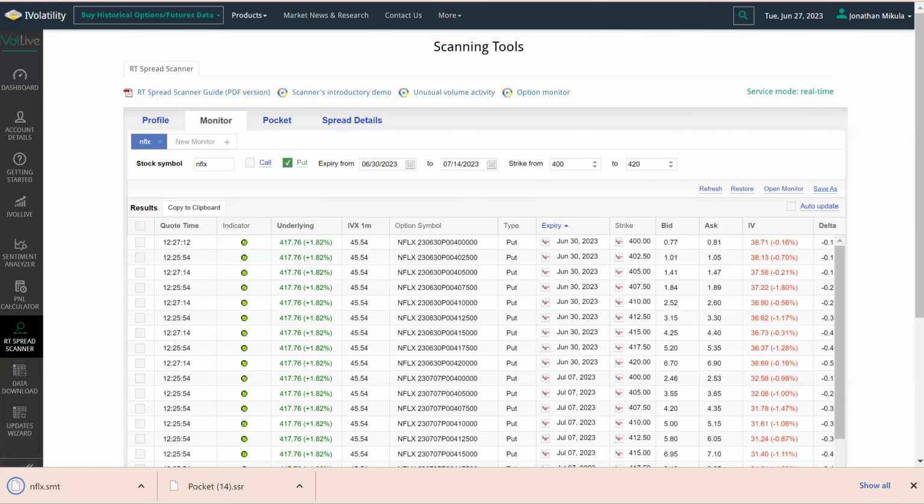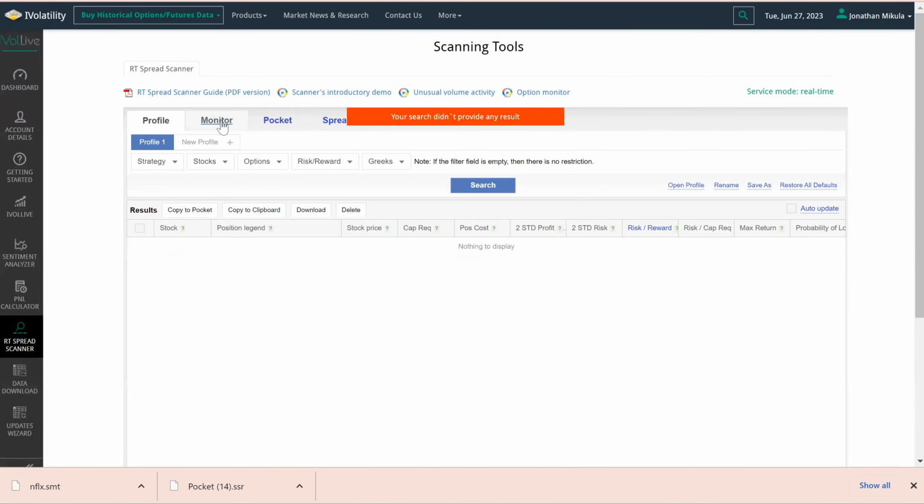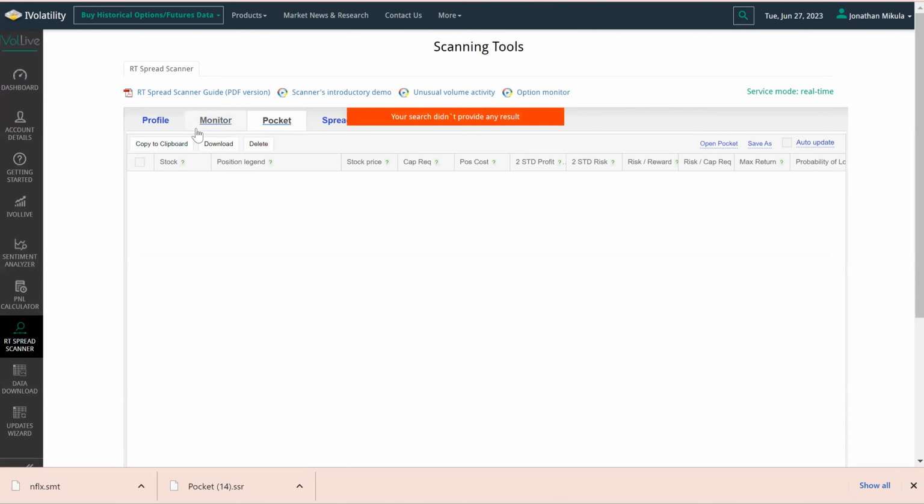And now this monitor saves. And then the same thing, if I walked away, went to lunch, grabbed a coffee, etc., then I could just come back, start a new session, real-time spread scanner, and I would be able to add a monitor. I would be able to go to open monitor, and then that would populate here. So that's how you create a watch list within the real-time spread scanner between the monitor and the pocket.